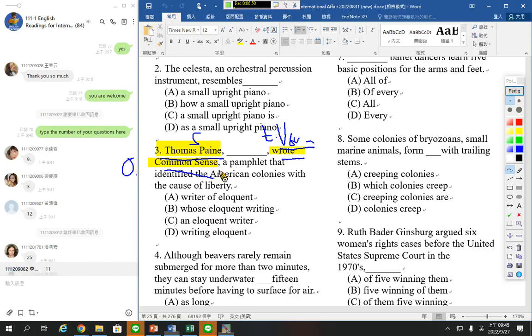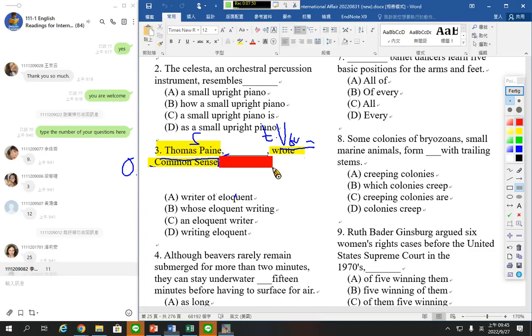So let's look at a pamphlet that identified the American colonies with the cause of liberty. This one is a noun phrase used to modify Common Sense. So basically, it is an appositive, it refers to Common Sense. Pamphlet is a noun, right? Common Sense is the book name, the title of the book. So what kind of pamphlet? One that identified the American colonies with the cause of liberty. So this appositive can be taken away. There's no problem for this one. So Thomas Paine wrote Common Sense, right? But we still have something here.